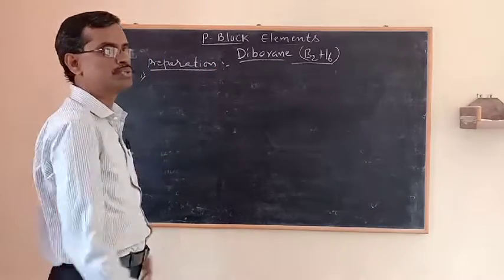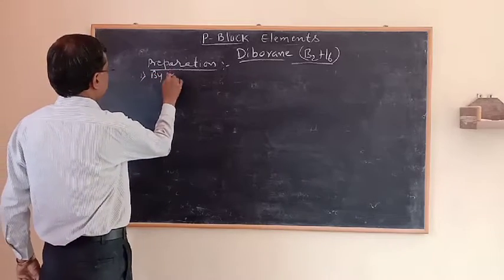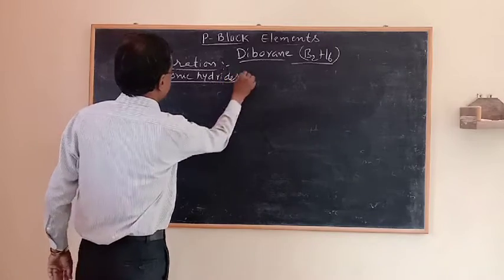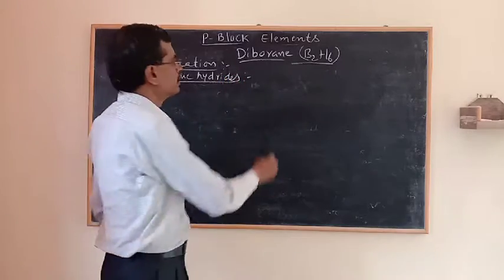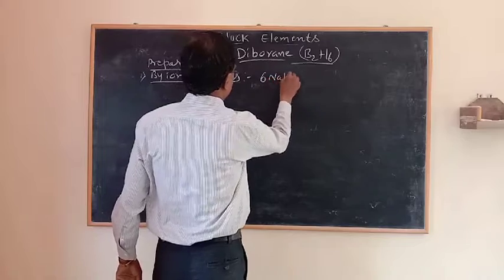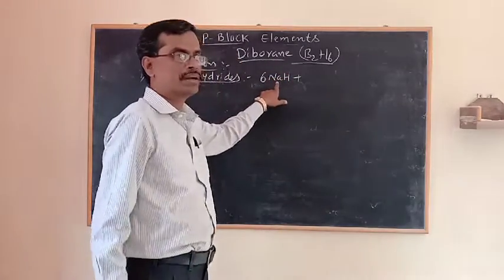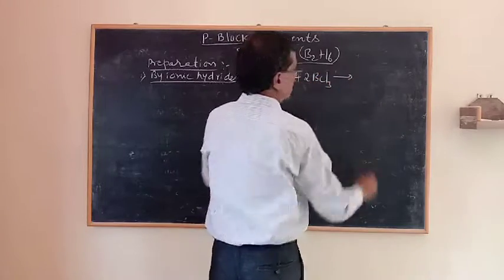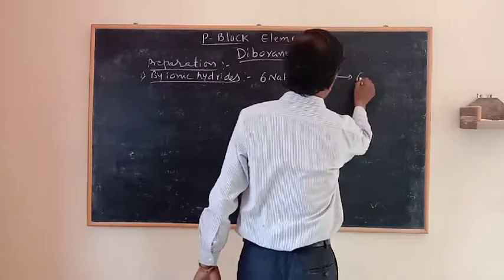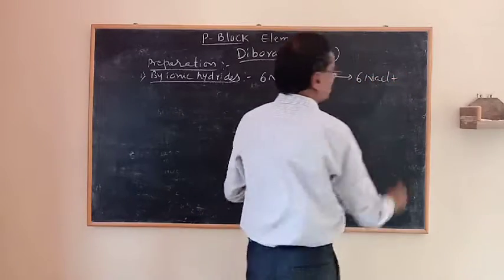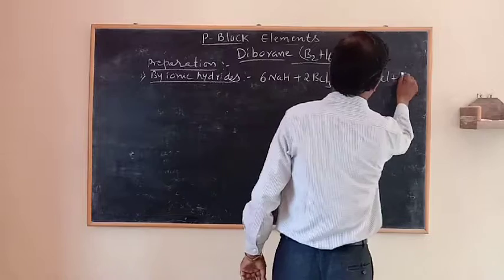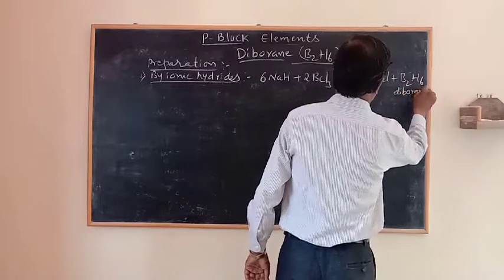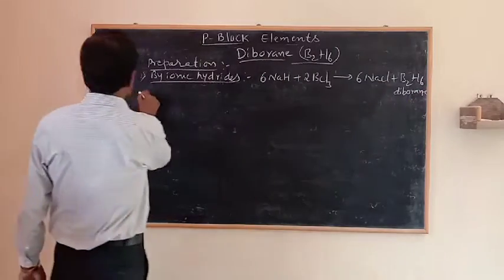The first method is by using ionic hydrides. In this ionic hydride, we will take sodium hydride, 6 NaH, which reacts with 2 BCl3, boron trichloride, to form the compound NaCl and the expected compound B2H6, where this B2H6 is the diborane. So this is the first method.